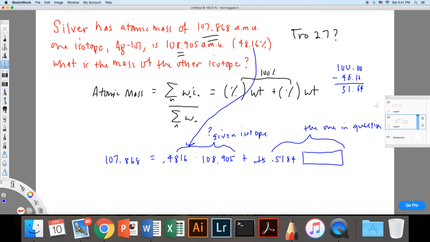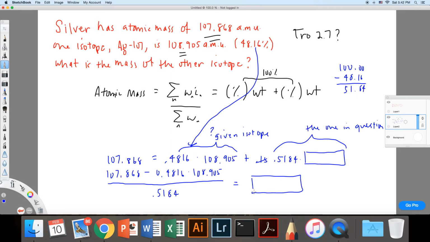Okay? So now that we've got that, can you see that we're just solving for the box over here? So this is going to be 107.868 minus 0.4816 times 108.905, because I subtracted that from both sides. Divide by 0.5184, and we're going to be left with the box.